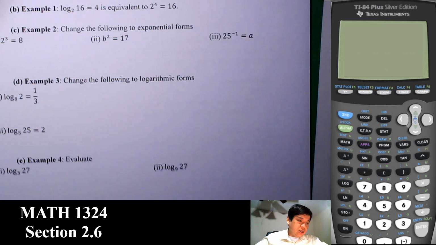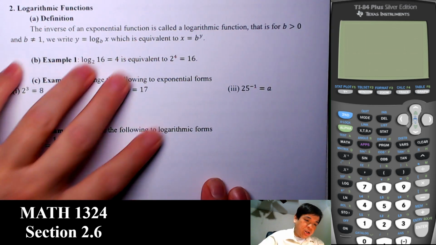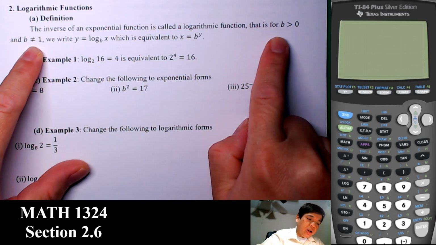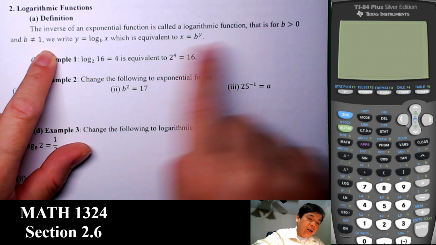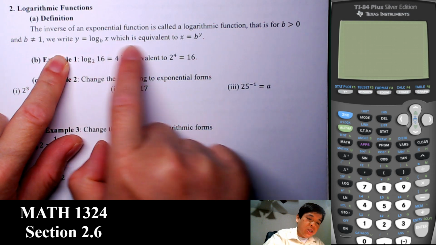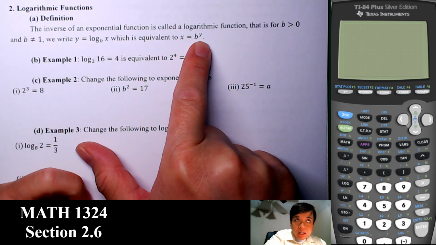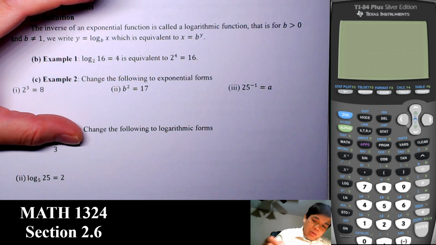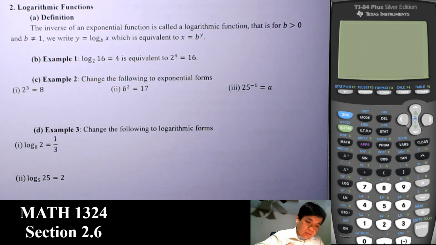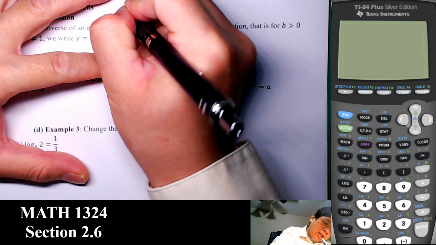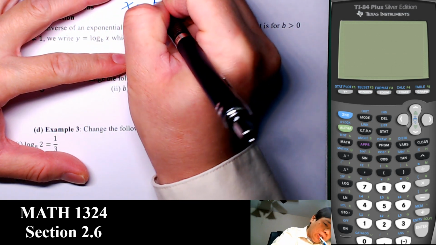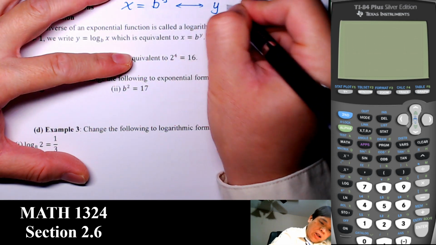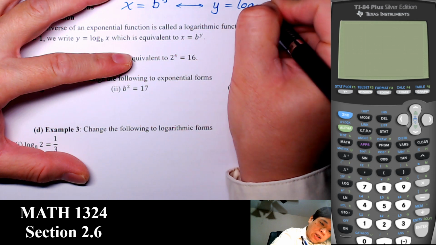Logarithmic functions. The inverse of an exponential function is called a logarithmic function. For b greater than 0, b not equal to 1, we write y equal to log base b of x, which is equivalent to x equal to b to the y. So what we have here is this form: x equal to b to the y is interchanged to y equal to log base b of x.